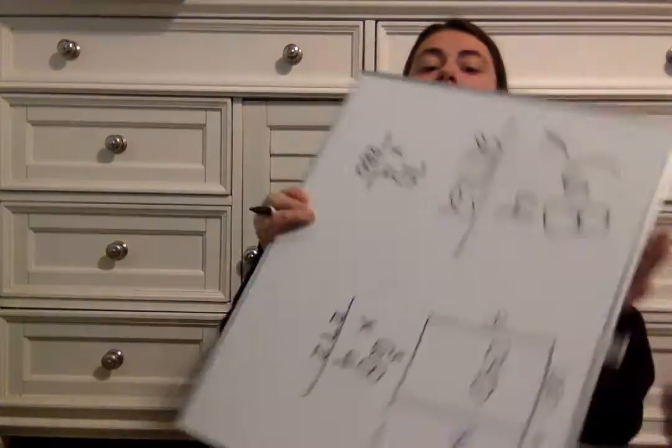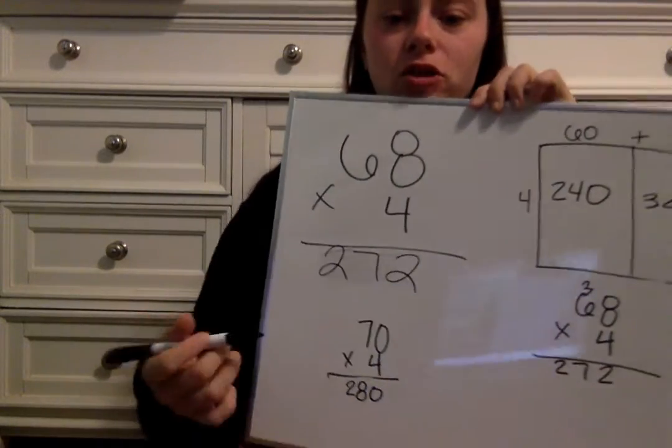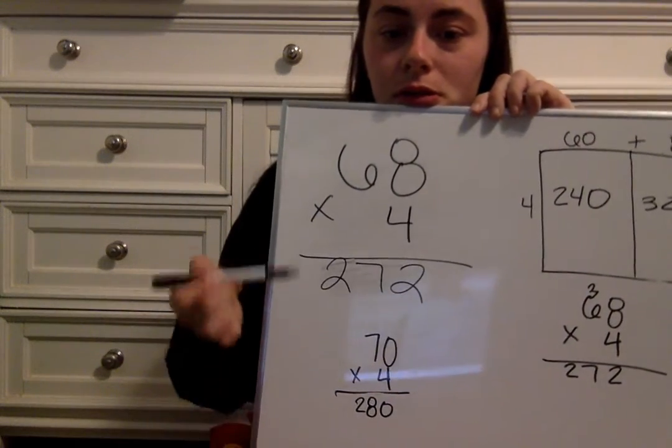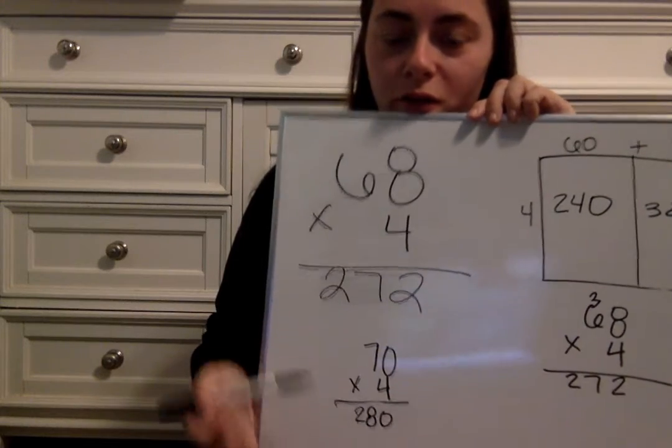28. So 280. So that's our estimation strategy. Are we close? I would say we're pretty close. We're just off by 8.